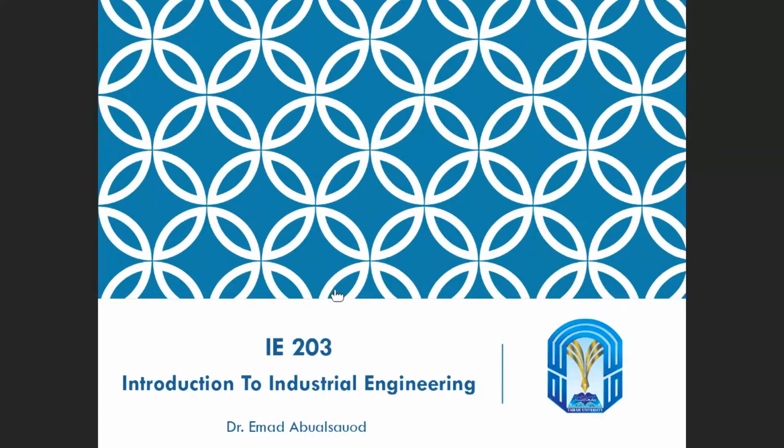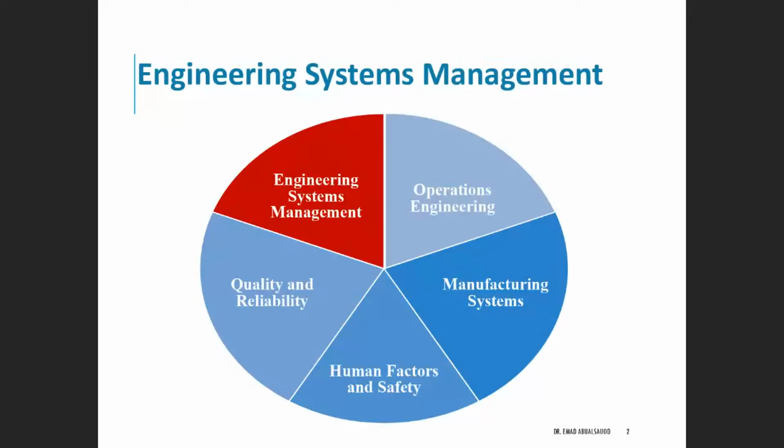And today we will talk about engineering system management as one of the areas that we are covering in this course. We said we're going to cover 5 areas: operations engineering, manufacturing systems, human factors and safety, quality and reliability, and engineering systems management. And this is one of the areas in general that we cover in the course, regardless of the scope or the subjects or the methods that come underneath each one of them.